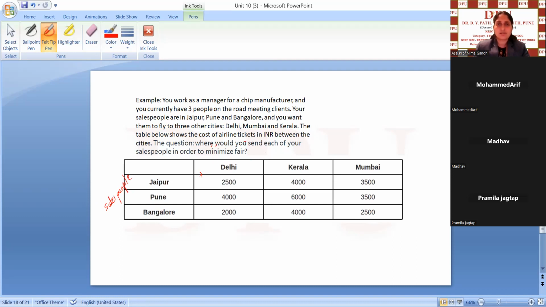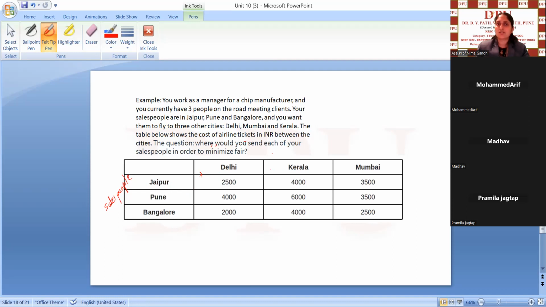So this is the city from. So you basically have 3 people, one at Jaipur, Pune, and Bangalore, and you are assigning them to their destination one by one. So a single salesperson, let's say if he is in Jaipur, he either can go to Delhi or Kerala or Mumbai. So he cannot go to 2 places at a time. So this is the problem of the assignment. So you're assigning the salespeople to the destinations.